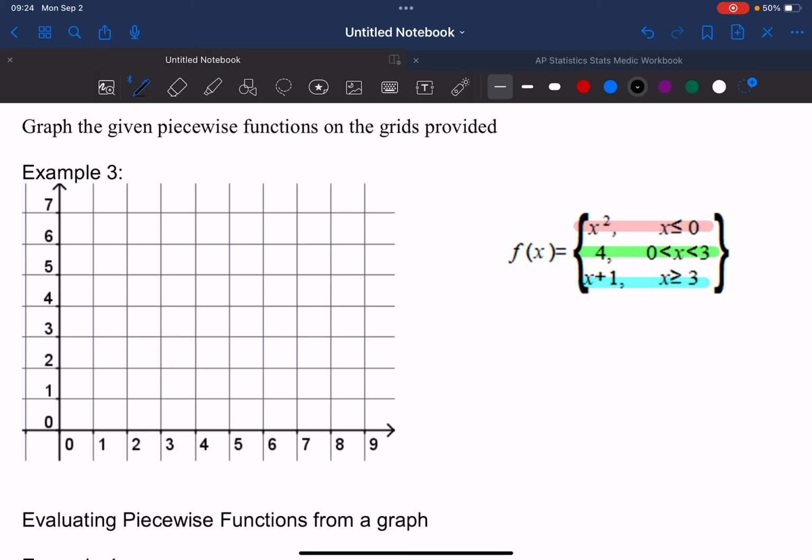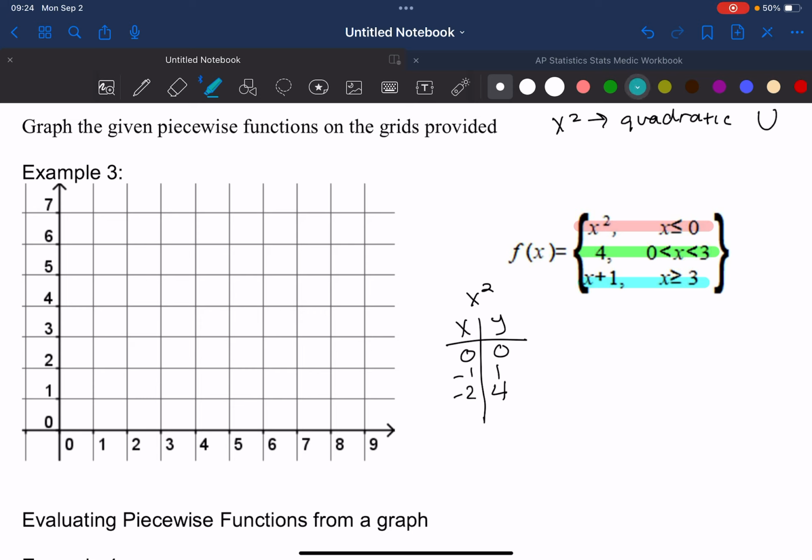Starting with x squared, our quadratic, we know that x squared is quadratic, and it's going to look like that U shape. I have an XY table for my x squared, and notice my domain says x is less than or equal to 0. So I'm going to plug in 0, and I'm going to plug in numbers that are less than 0, so -1, -2. And then I'm plugging them into my x squared. So I have 0 squared, which is 0, -1 squared, which is 1, and -2 squared, which is 4.